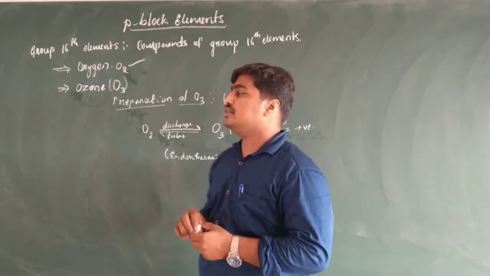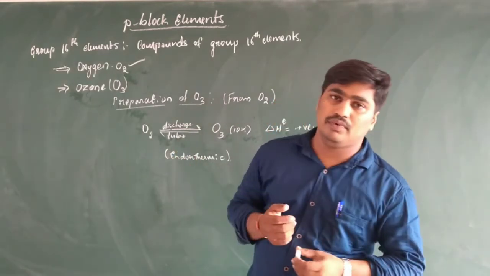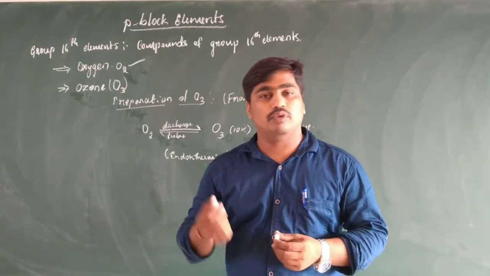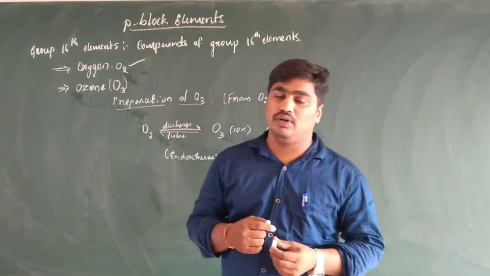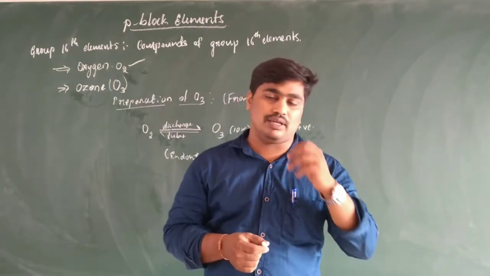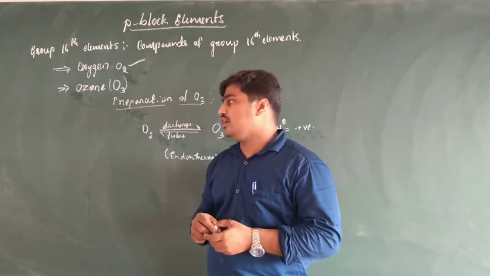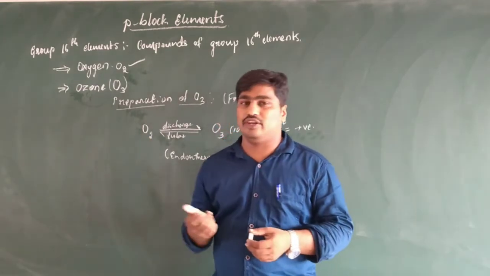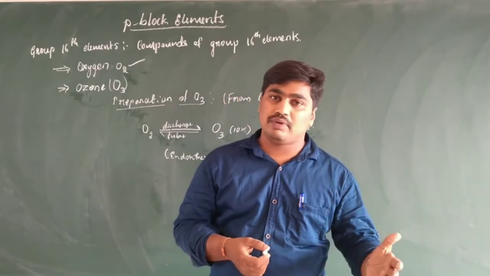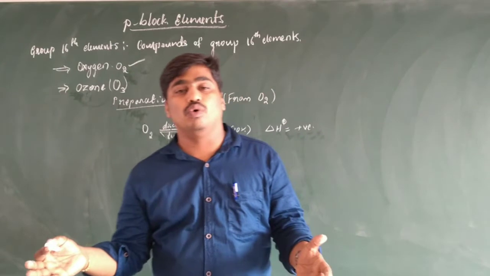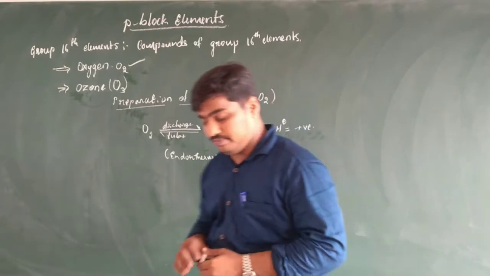Next, compare ozone and oxygen. Ozone is highly unstable and it is diamagnetic in nature. The molecule of ozone is diamagnetic and the molecule of oxygen is paramagnetic. That part you already know from the first year, in chemical bonding, where you studied oxygen, nitrogen and carbon and their magnetic properties. So these are the comparable things between oxygen and ozone.